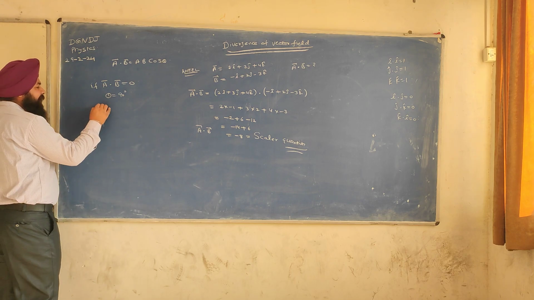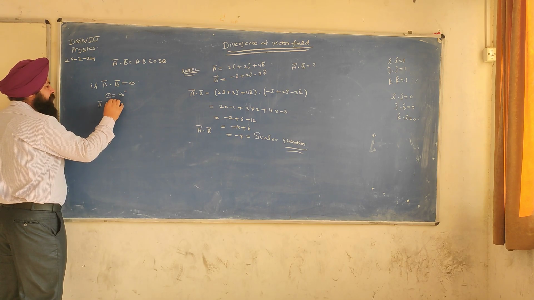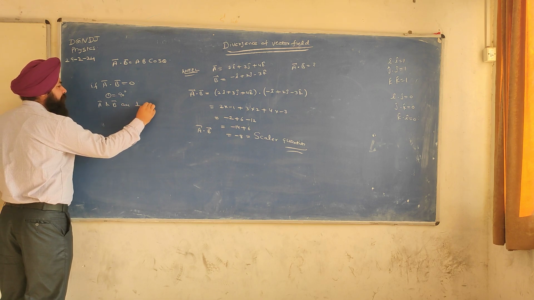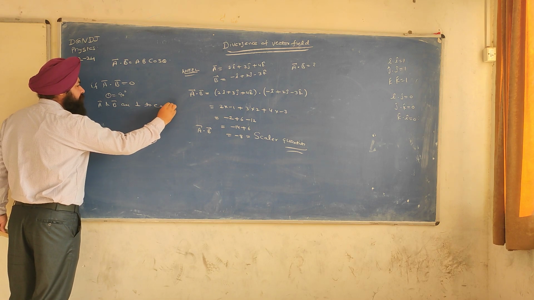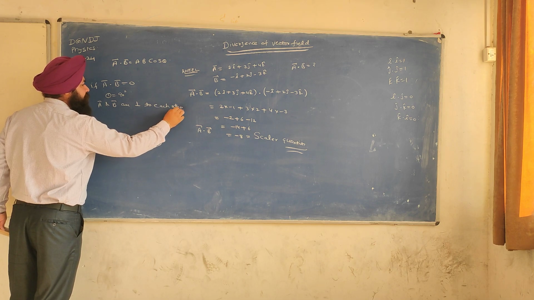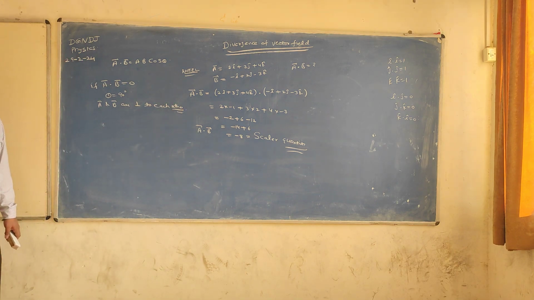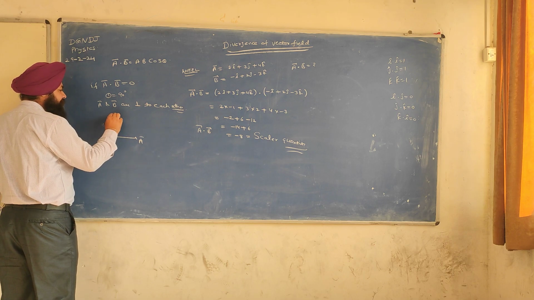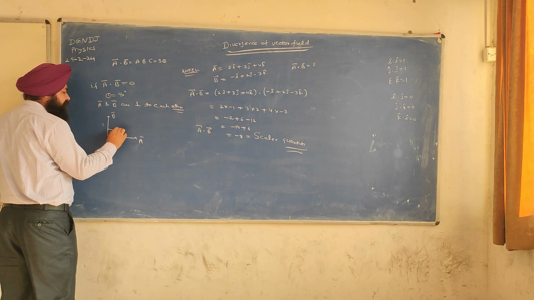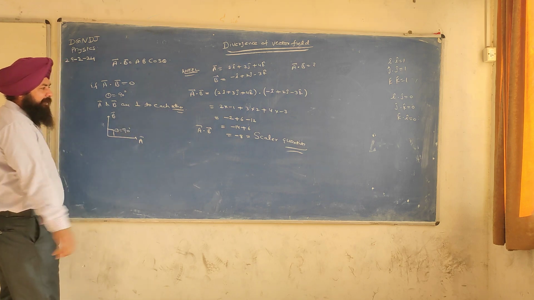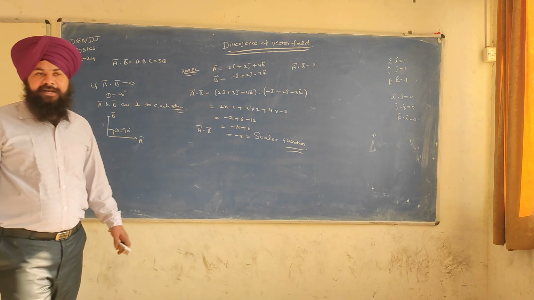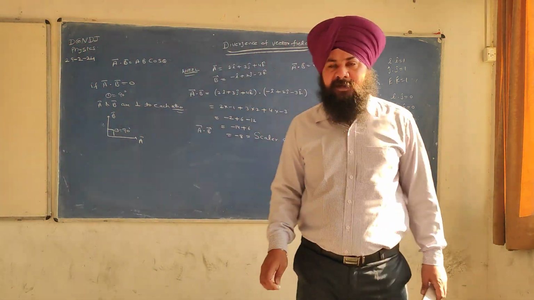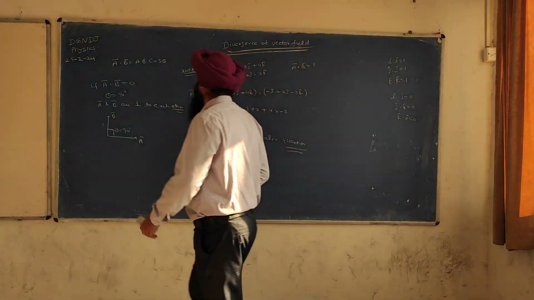It means vector a and vector b are perpendicular to each other. They are perpendicular like this. This is the a vector, this is the b vector, so this angle is 90 degrees. I'll give you an example. Let us say I have another vector.